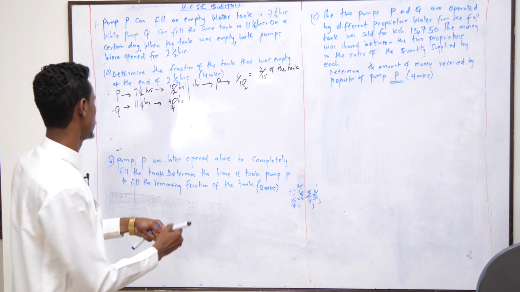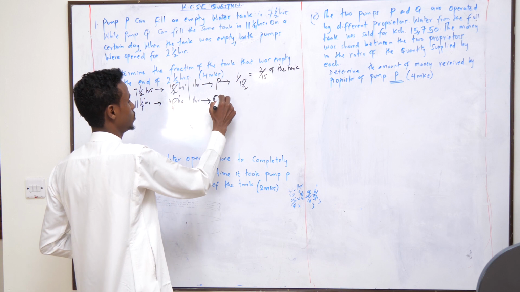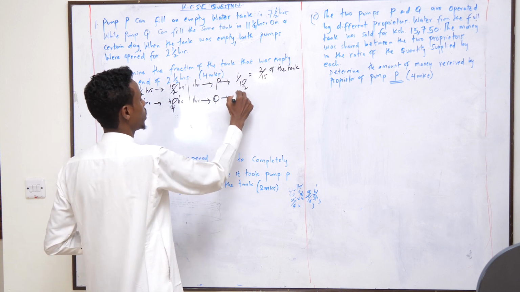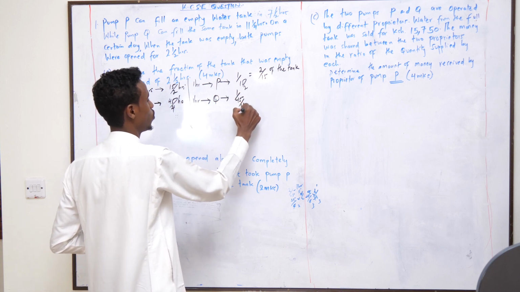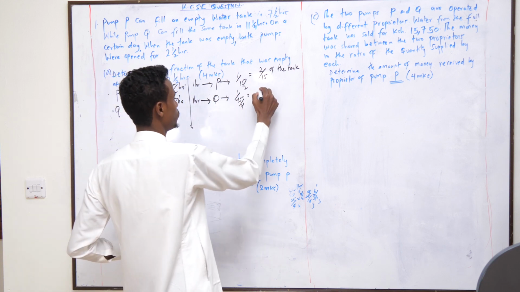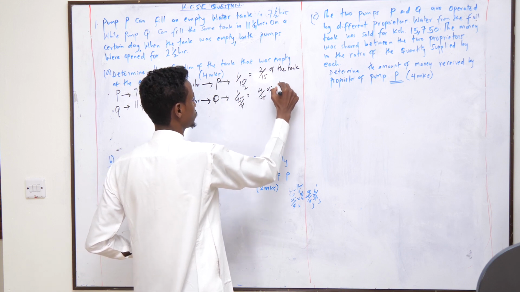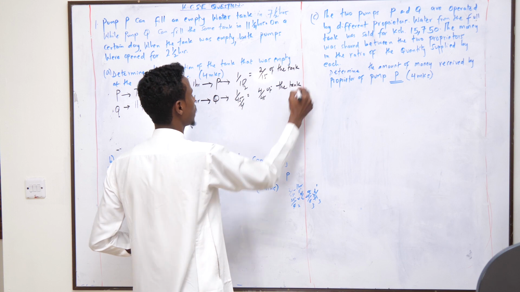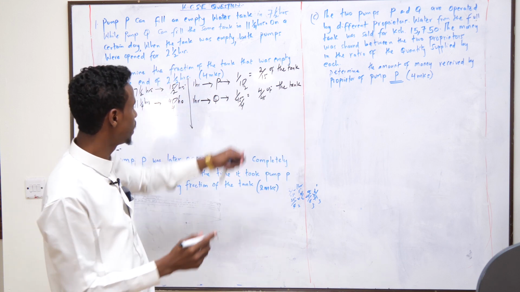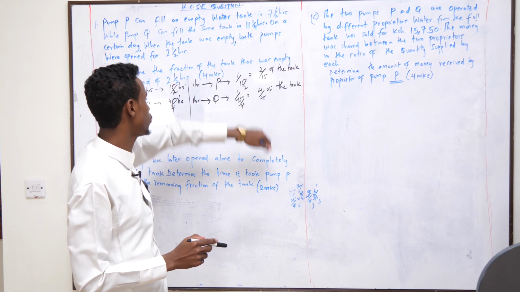Let's look at pump Q in 1 hour. The fraction will be 1 out of 45 out of 4. When we reciprocate this, we get 4 out of 45 of the tank. Now class, these are the fractions filled by pump P and Q in 1 hour: 2 out of 15 and 4 out of 45.